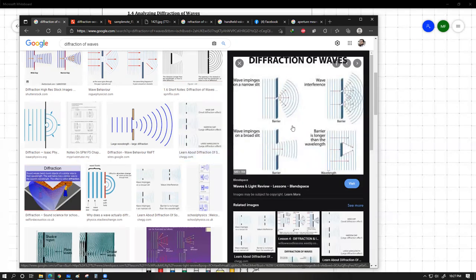This is a good one. So what you can see over here, if we have a small gap that is nearly equal to the wavelength size, then we have good spreading. If we have a large gap, we have less spreading.